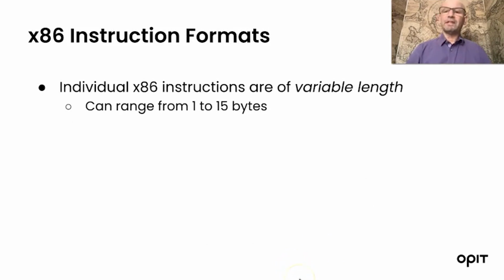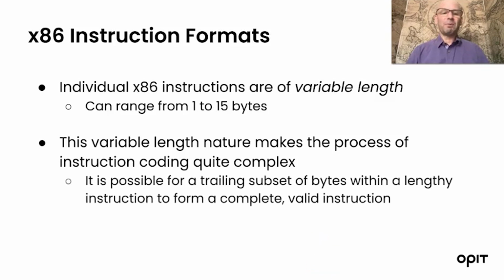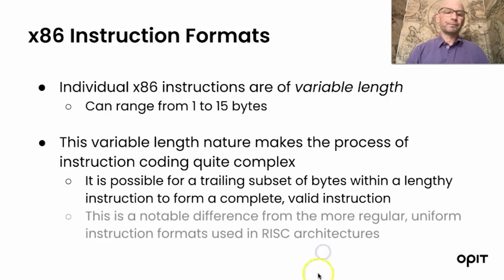It can range from 1 to 15 bytes as an example. And this variable length nature makes the process of instruction coding quite complex, and that's the idea of a CISC, right? A complex instruction set computer. So it is possible for a trailing subset of bytes within a lengthy instruction to perform a complete and valid instruction. And CISCs allow us to set things up in this way. And this is a notable difference from the more regular uniform instruction formats used in RISC architectures.